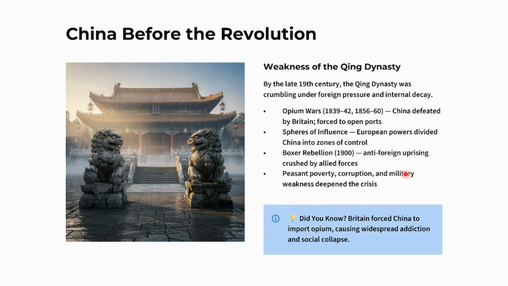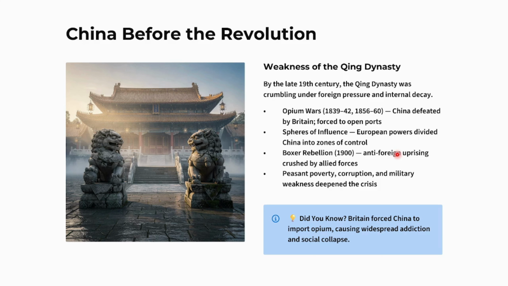So, China before the revolution. The weakening of the Qing dynasty. By the late 19th century, the Qing dynasty was crumbling under foreign pressure and internal decay. The Opium Wars, which we already discussed in previous lectures, 1839 to 1842 and 1856 to 1860. China was defeated by Britain and forced to open ports.